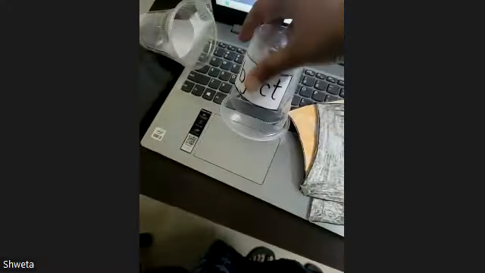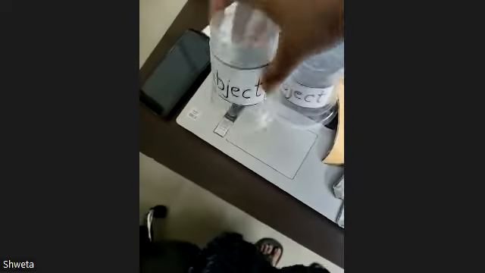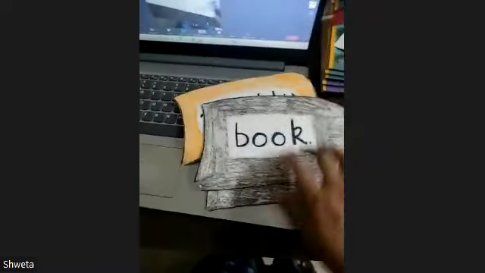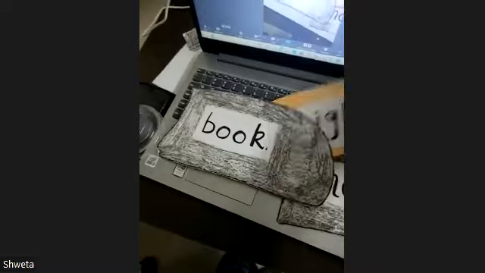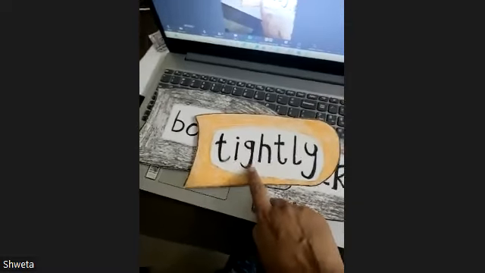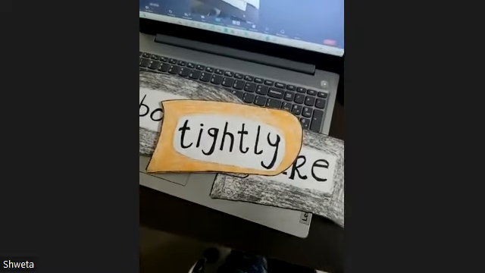The first resource which I have shared is this subject and object. You can have disposable glasses and the children can put the flashcards. And then you have the snake. Now it is color coded because book is a naming word, so it's black. This is your orange because it is an adverb.